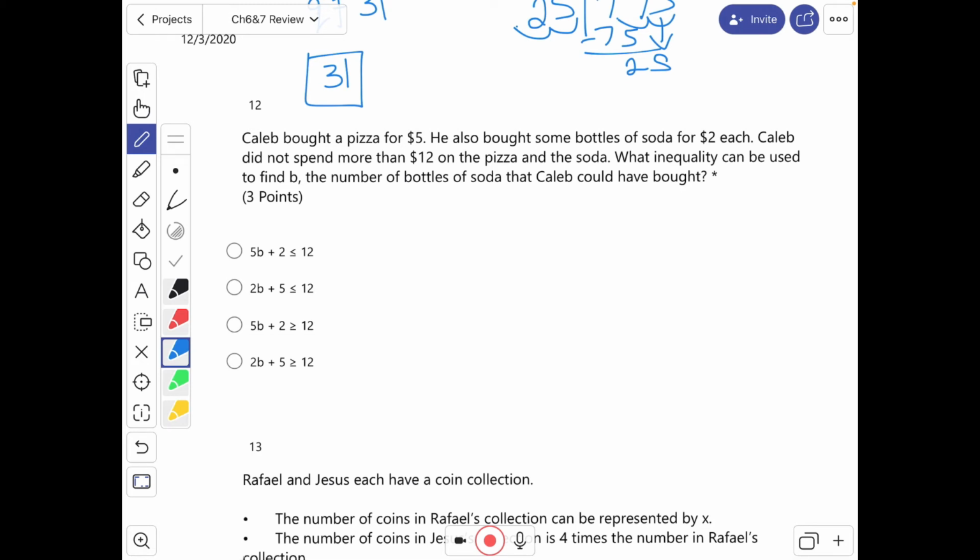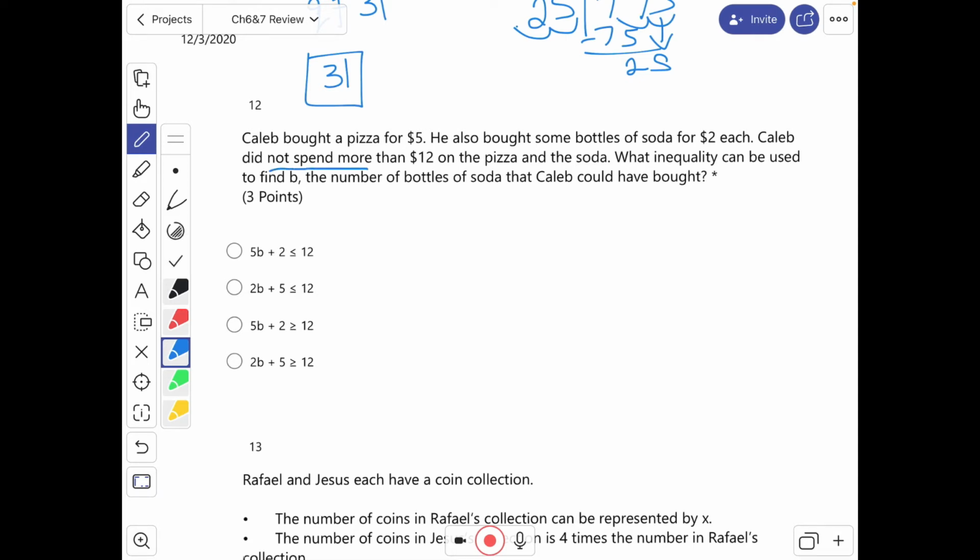Number 12. Caleb bought a pizza for $5. He also bought some bottles of soda for $2 each. Caleb did not spend more than $12 on the pizza and the soda. What inequality can be used to find B, the number of bottles of soda that Caleb could have bought?